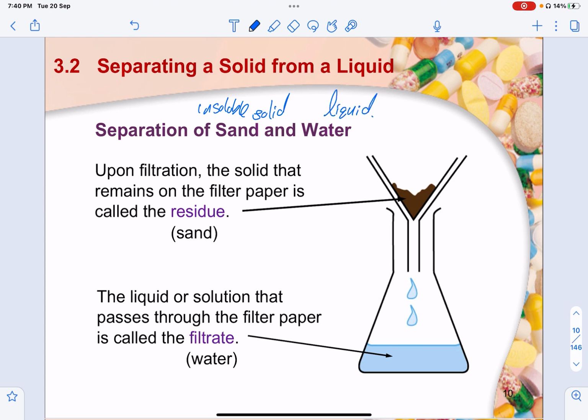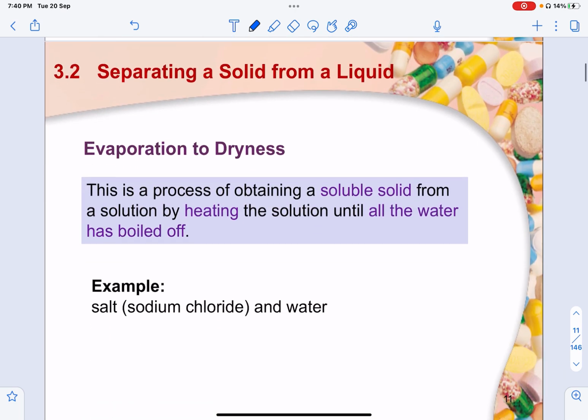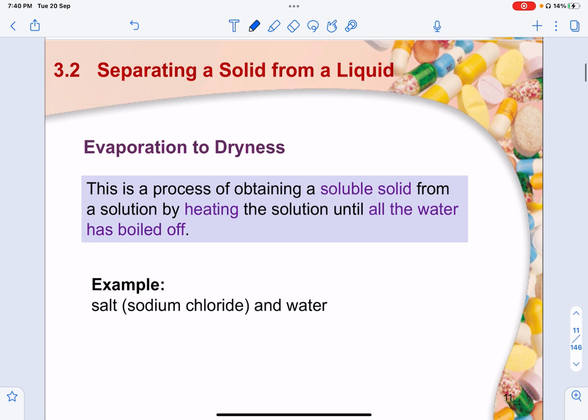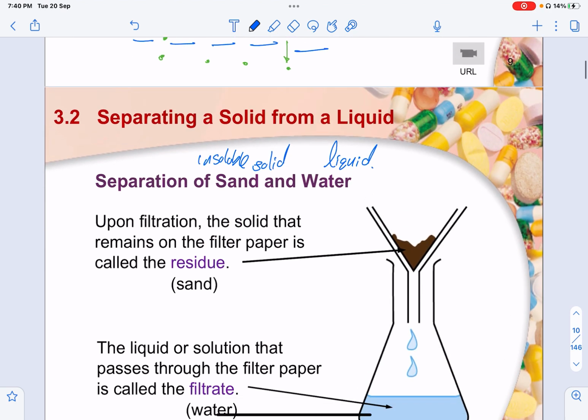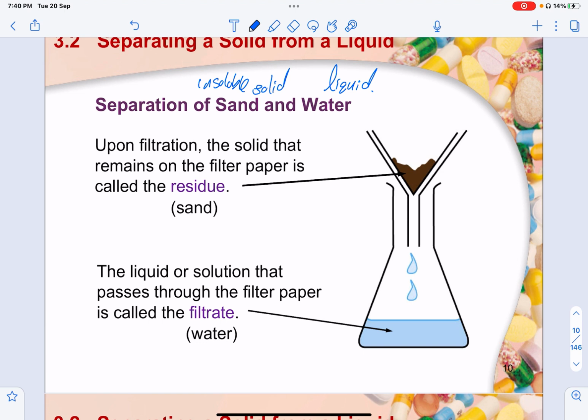So in this case, that's how they define it in the form of filtration. Next, we look at evaporation to dryness. So evaporation to dryness is, in a sense, when you want to obtain a soluble solid from a solution. Soluble means it can be dissolved in water. A main key difference between these two: for filtration, you are able to get both the solid as well as the liquid portion of it.